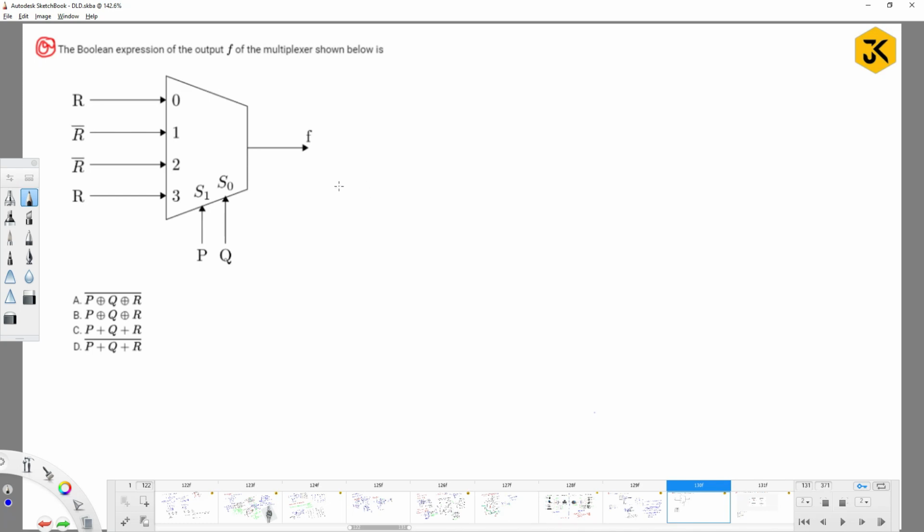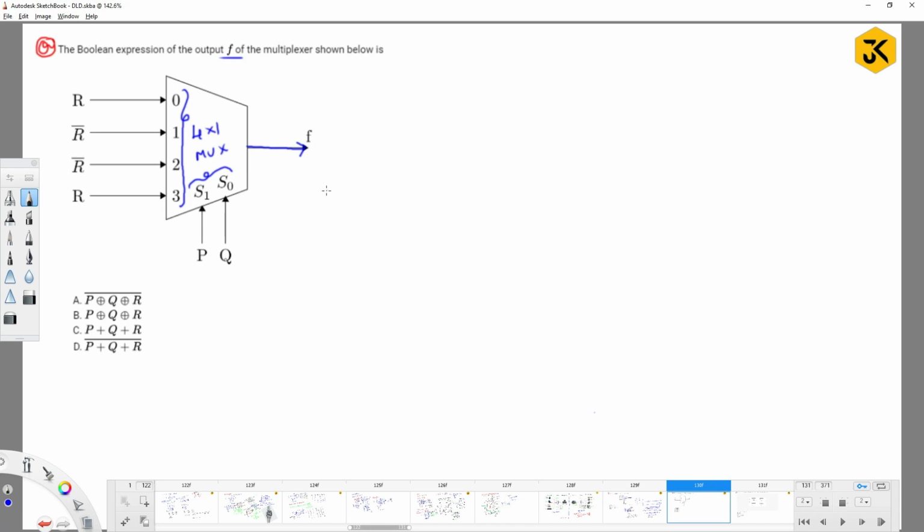Hi, let's see one of the GATE questions which was asked on multiplexers. The Boolean expression of the output F of the multiplexer shown below means, here they have given one multiplexer of size 4 by 1 mux, which is having 4 inputs as it is a 4 by 1 multiplexer, and it is going to have 2 selector lines and one output. They are asking what is the function F.